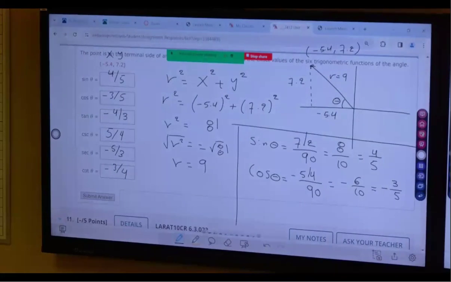When I write these down, I try to put them side by side. Let's go to the next one.